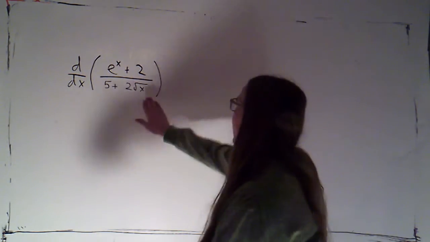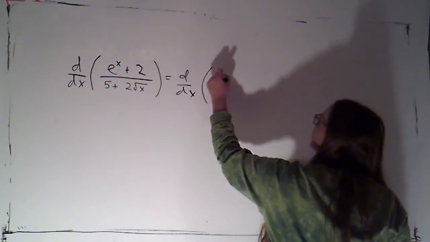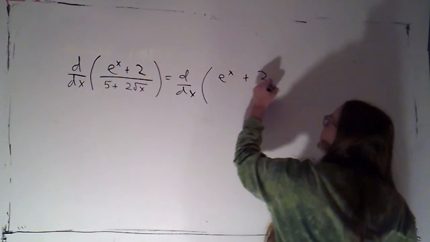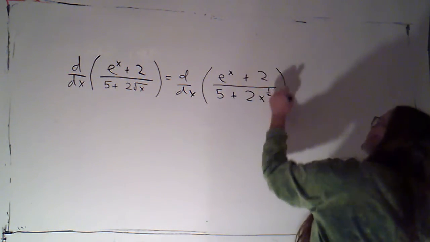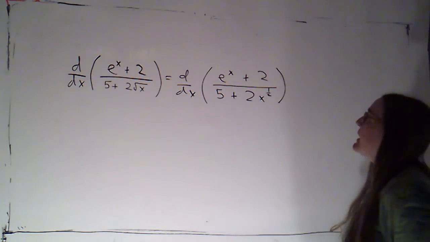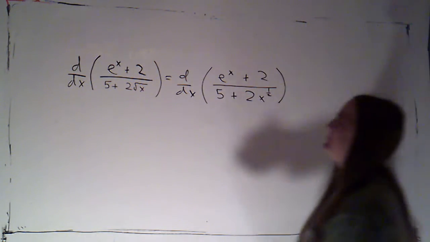Welcome back. I'm going to follow my own advice, and I'm going to rewrite this before I take the derivative. So that's e to the x plus 2 over 5 plus 2 copies of x to the 1/2. All right, so this is a fraction, which is a division problem, so it's quotient rule.